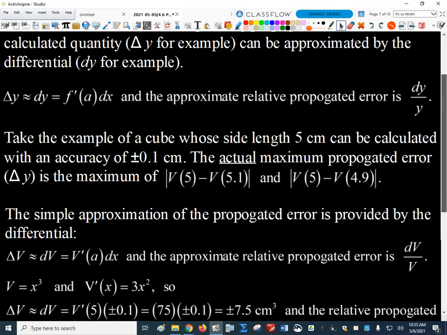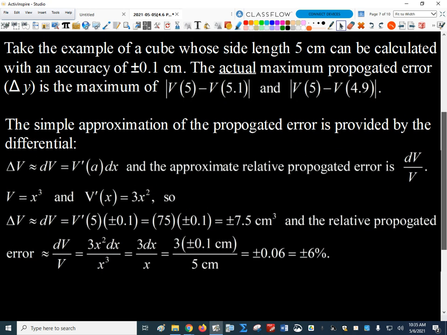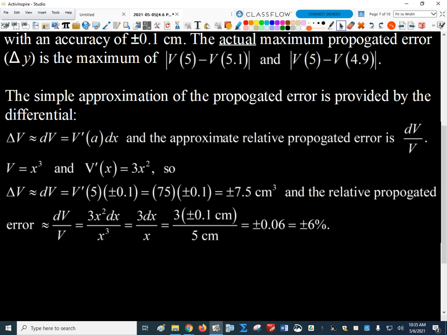Okay, so what about this example then? If I know that I'm calculating the volume of a cube, well, that function is just V equals x cubed, right? So V prime would just be 3x squared, simple derivative. The estimated change in volume is the differential. dV is just going to be V prime of a times dx, whatever my input variable is, which is x in this case.